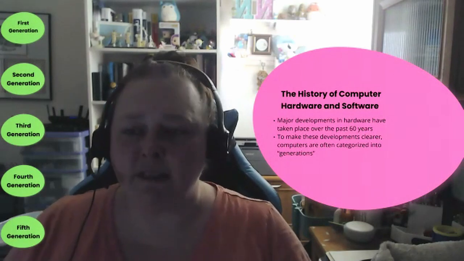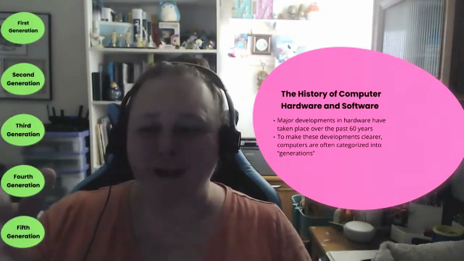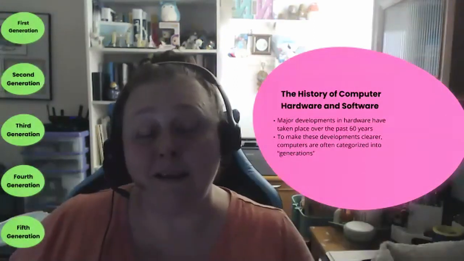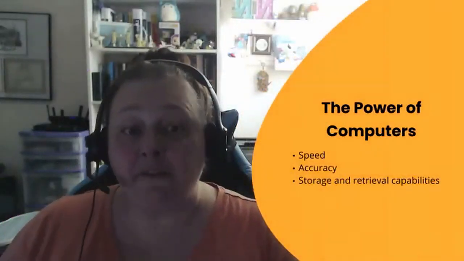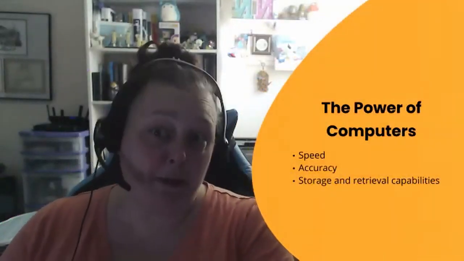The biggest thing to remember is the vacuum tube. We started getting a little bit more into transistors. And then, as we're evolving, fourth generation is really making a personal PC a thing, as opposed to what they had previously. Let's go on to the three factors of the power of computers.